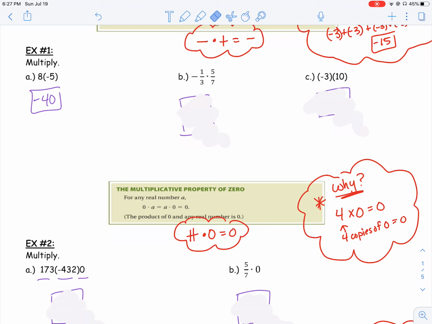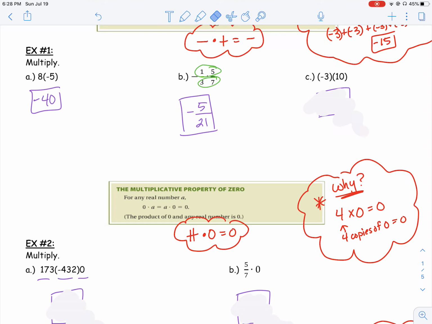So for B, I have multiplying fractions. Now remember, we don't need a common denominator when we're multiplying fractions. We just simply multiply across the numerators and multiply across the denominators. Now if you also notice, I have a negative 1/3 times a positive 5/7. So a negative times a positive, I know is going to be a negative. Multiplying across the top and multiplying across the bottom, I end up getting negative 5 over 21.